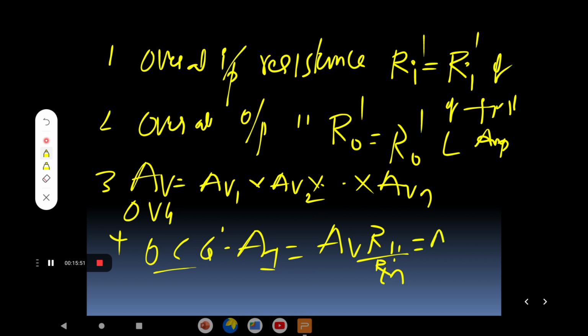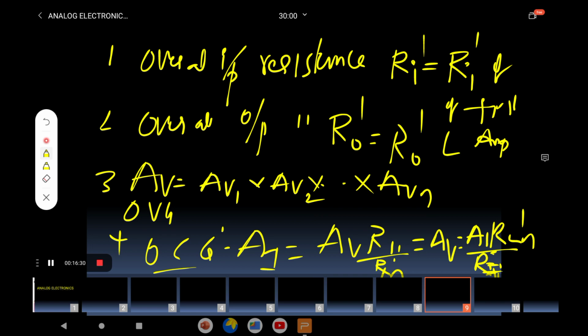So AV is equal to AI into RLN dash by RI1. This is nothing but RI1, guys. So that is the process of the multi-stage amplifier from the configuration point of view.